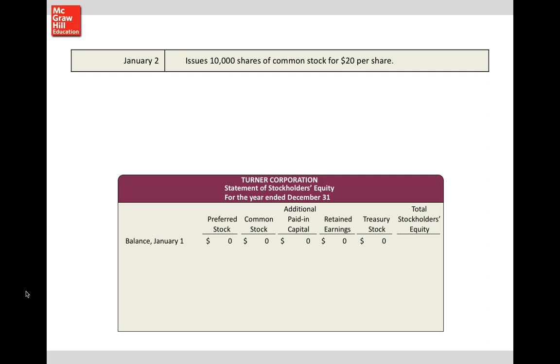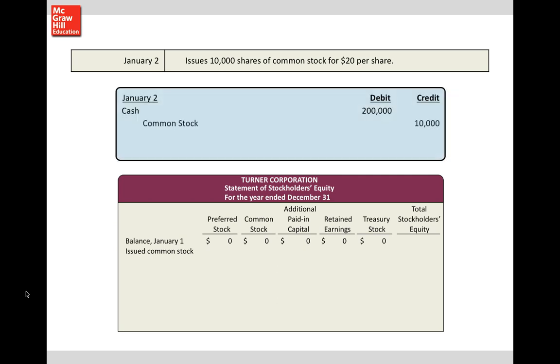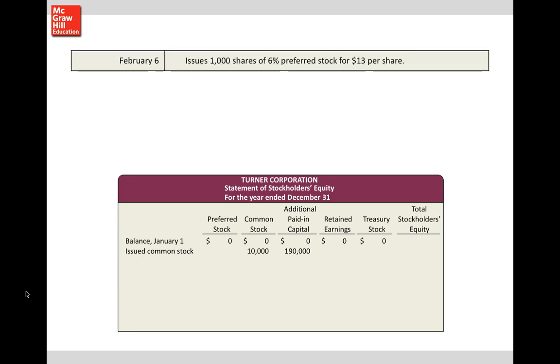So on January 2nd, they issued 10,000 shares of common stock for $20 per share. This looks like this: issued common stock, and it's going to look like this. The cash is going to be for the amount per share, but the common stock is for the par value, and then the additional paid-in capital is for the difference. So we're going to put $10,000 under the issued common stock under common stock, and the additional paid-in capital is going to have $190,000 in their column.